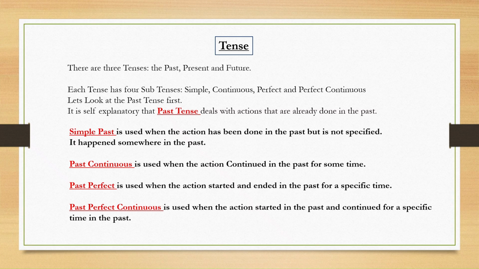Simple past is used when the action has been done in the past but is not specified. It happened somewhere in the past. Past continuous is used when the action continued in the past for some time. Past perfect is used when the action started and ended in the past for a specific time. Past perfect continuous is used when the action started in the past and continued for a specific time in the past.